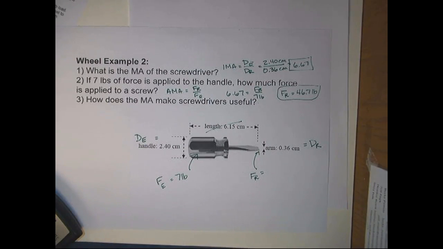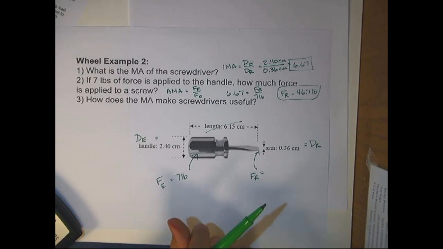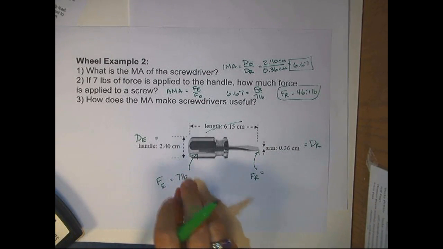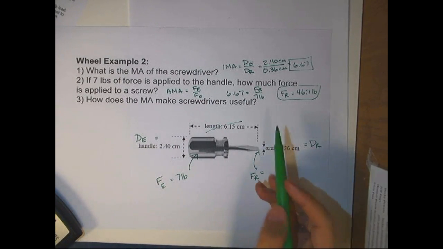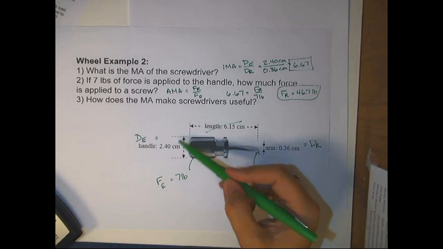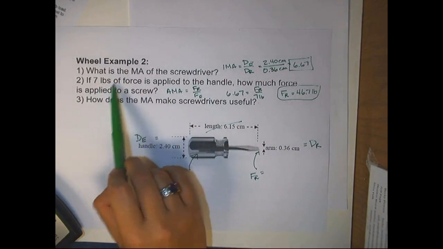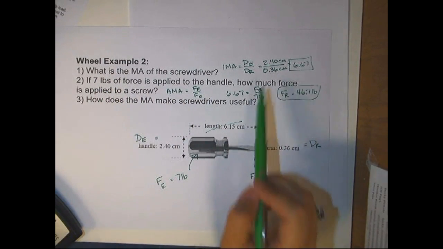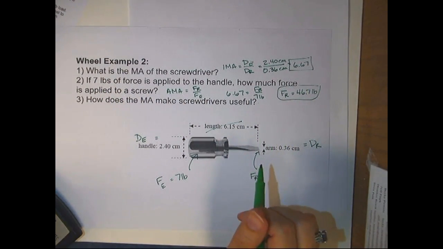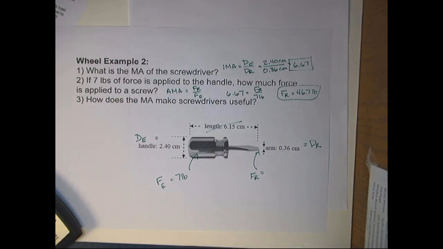And then it says, how does the MA make screwdrivers useful? Well, if you've ever tried to turn a screw with your fingers, unless it's really loose, it's really hard to turn it. By making a big handle on the screwdriver, I can just put 7 pounds of force in, and I get almost 50 pounds of force out to turn the screw. That's how the MA helps us out. Okay, now you need to do the problems on wheel and axle.